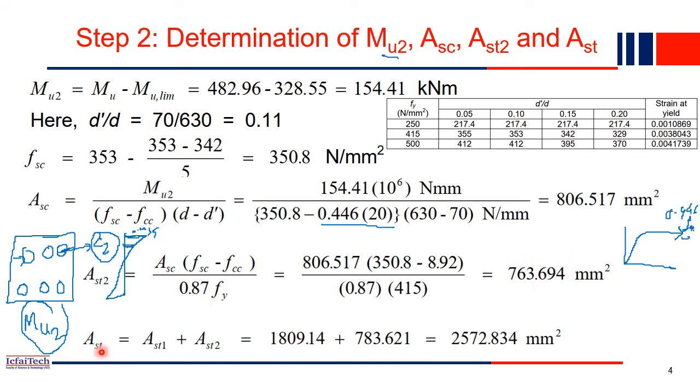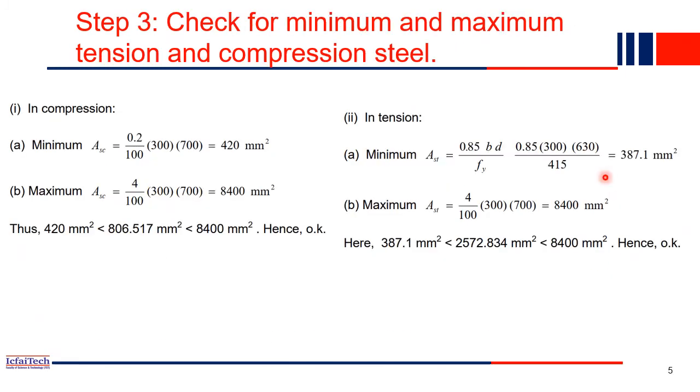Now what is the total AST? Total AST will be AST1, discussed in the last slide, plus AST2. In step 1 we computed AST1, and AST2 we just computed as 763. If you add both, you will get the total AST. So the area of tension steel is 2502.72 mm square, whereas the total compression steel is 806.51 mm square. So now we have computed both the total tension steel and the total compression steel.